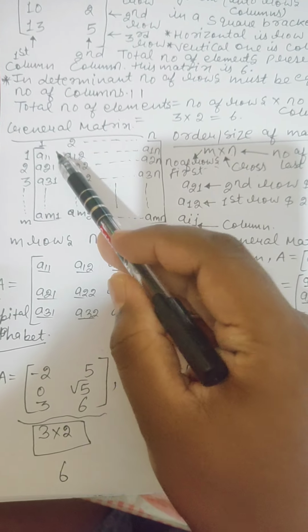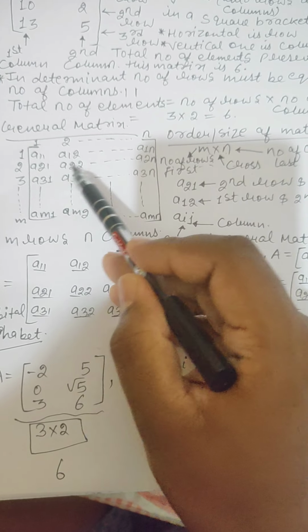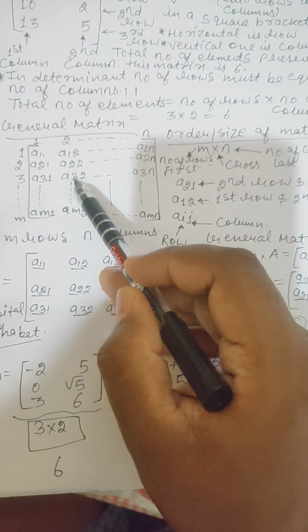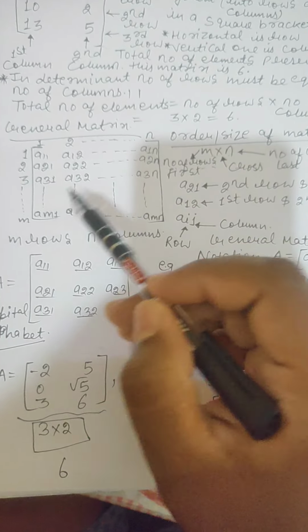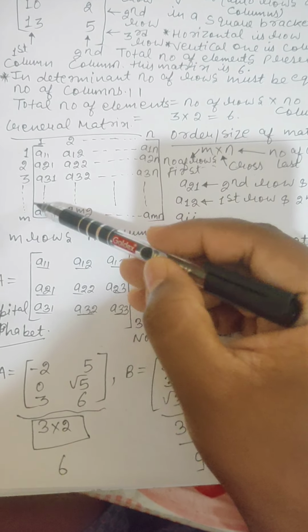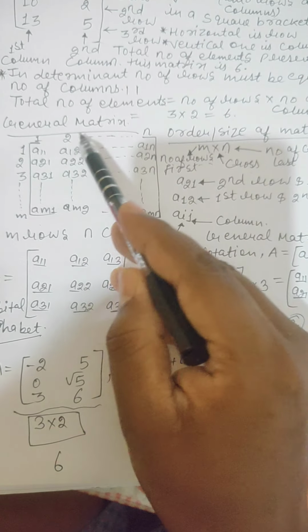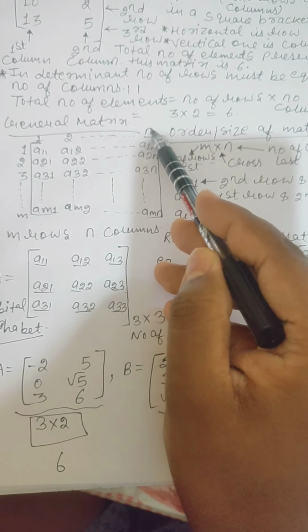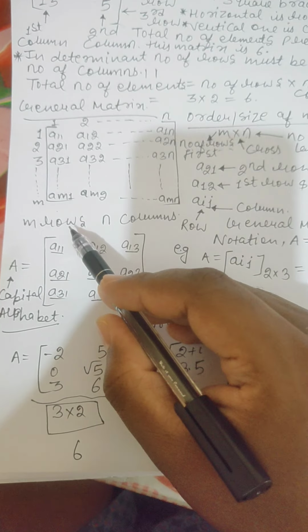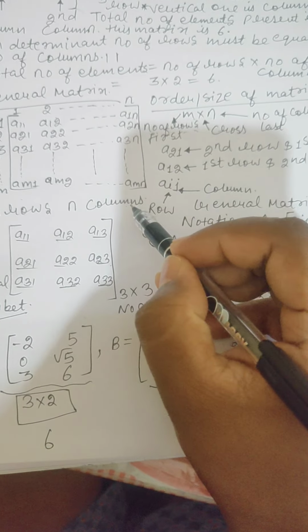So in this matrix, a11, a12, up to a1n, a21, a22, up to a2n, and a31, a32, up to a3n. So we see 1 2 3 up to how many rows, m rows, and how many columns, 1 2 up to n. So in this matrix there are m rows and n columns.